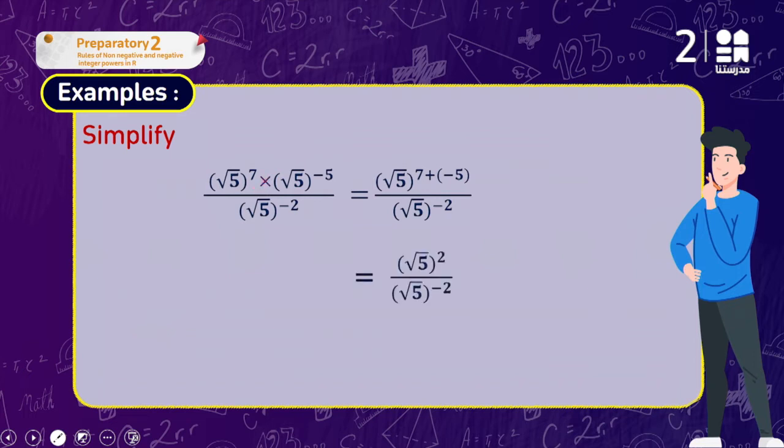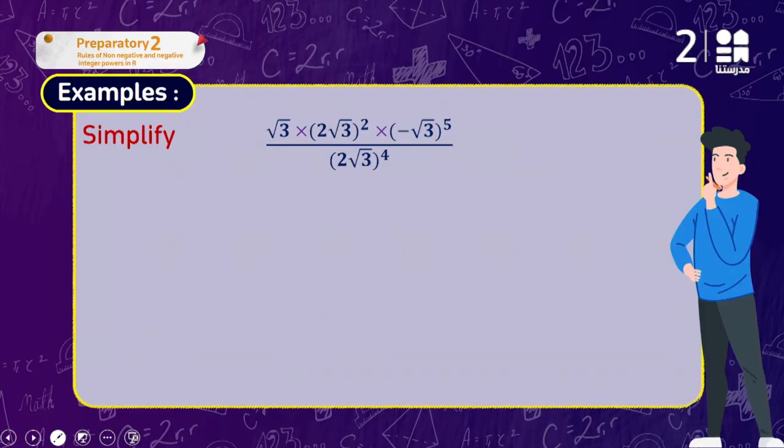نكمل. When we divide we subtract the powers، صح ولا لا؟ الأول هنا 7 plus negative 5 this is 2. This is square root of 5 power 2. طيب والدينومينيتور هنا تحت yes زي ما هي square root of 5 all to the power negative 2. طيب when we divide we subtract the powers. So it will be yes 5 power 2 minus negative 2. 2 minus negative 2، الباورز نعمل لهم minus. So the result will be 25 and this is the simplest form. Is it clear? Okay, next one.